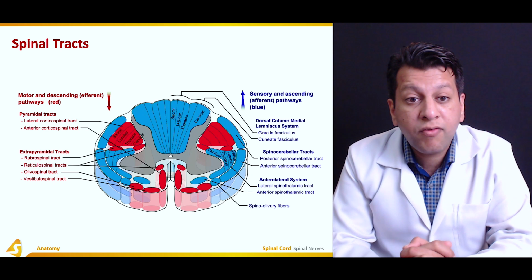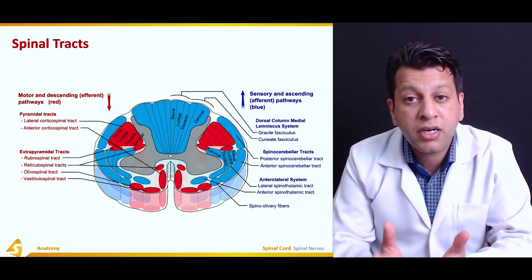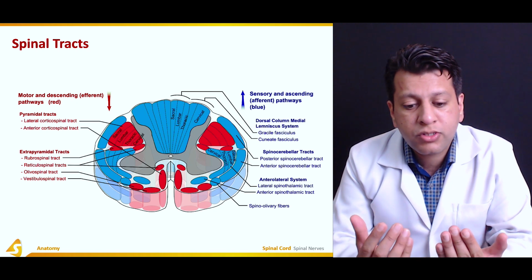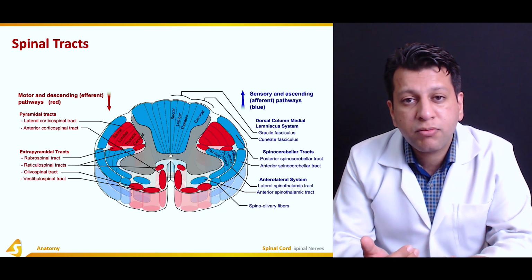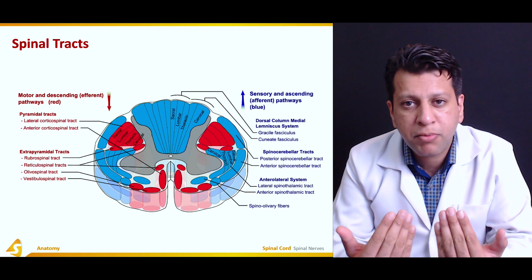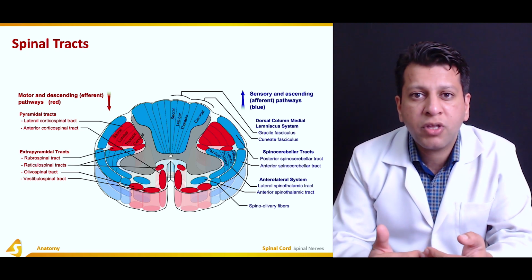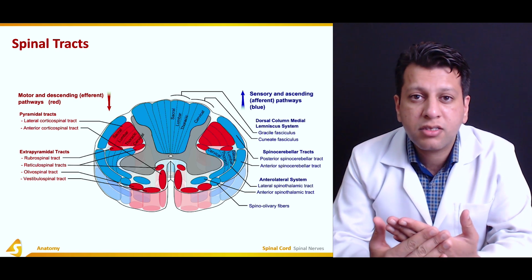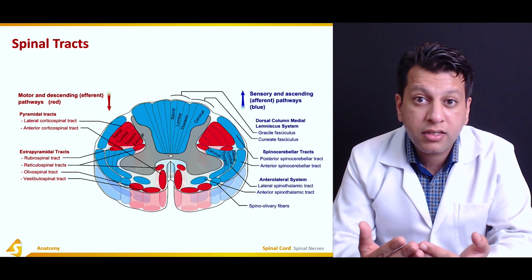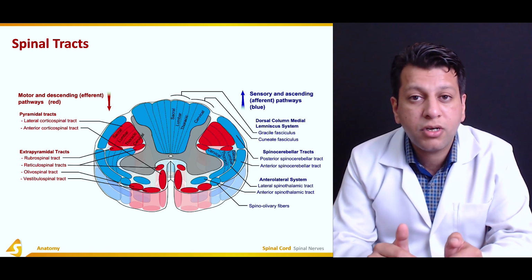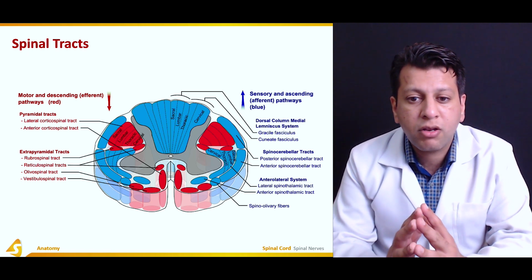This is the diagram which is showing the ascending and descending tracts. These are all the tracts which are descending from the central nervous system, that is from the brain, from the forebrain to the midbrain, then eventually descending into the hindbrain, and then there is the decussation of the pyramids at the level of the pyramids, and then eventually they descend down into the spinal cord.